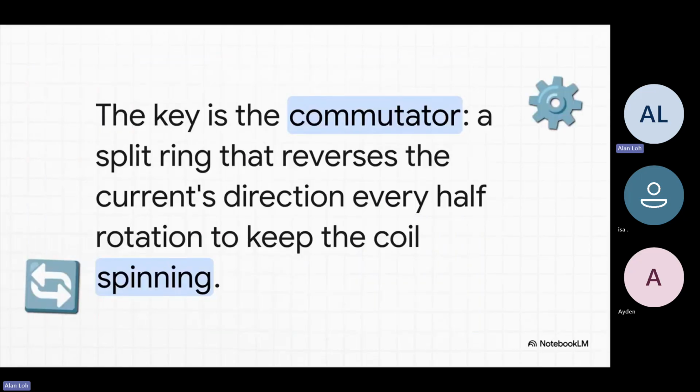But here is the really ingenious part. How does it keep spinning? Because after that first push, you'd think the coil would just stop. Well, the secret is a clever little device called the commutator. Think of it as a split ring that acts like an automatic switch. Every single time the coil makes half a turn, the commutator flips the direction of the current. This reverses the push on each side of the coil, giving it another kick in the same direction. It's just push, flip, and that's how you get that smooth, continuous spin.